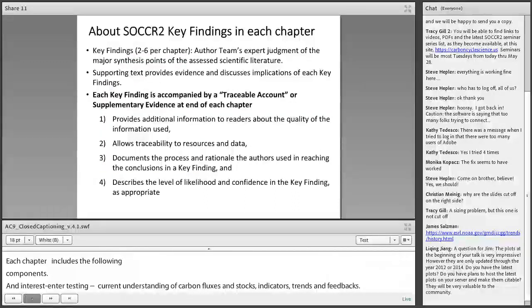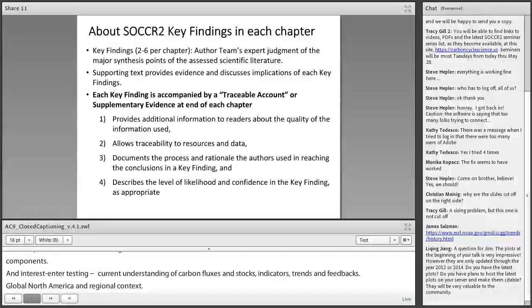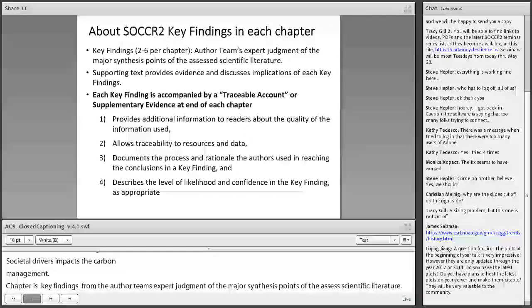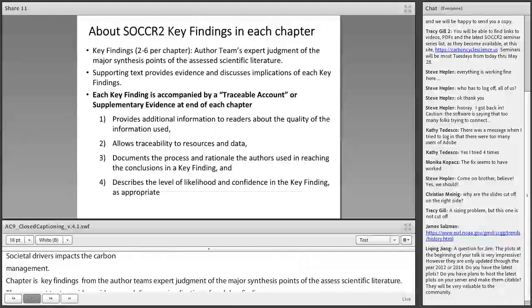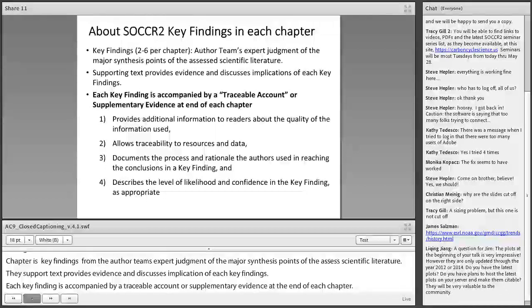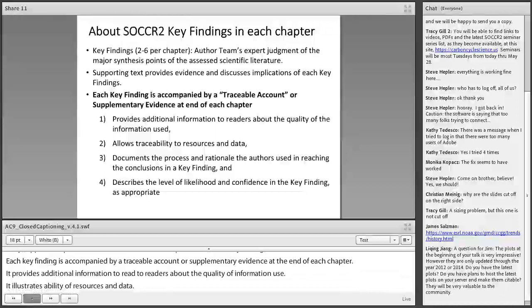Each chapter contains 2 to 6 key findings, which are a culmination of the author team's expert judgment of the major synthesis points of the scientific literature they assessed for each chapter. The supporting text provides evidence and discusses implications of each of those key findings. Each of those key findings is accompanied by a traceable account or supplementary evidence at the end of each chapter. These supplementary evidence sections provide additional information to readers about the quality of the information used, allow traceability, document the process and rationale to reach a particular key finding and conclusion, and also describe the level of likelihood and confidence in the key finding.